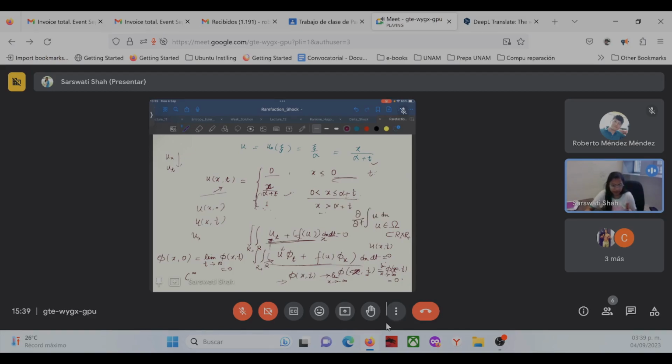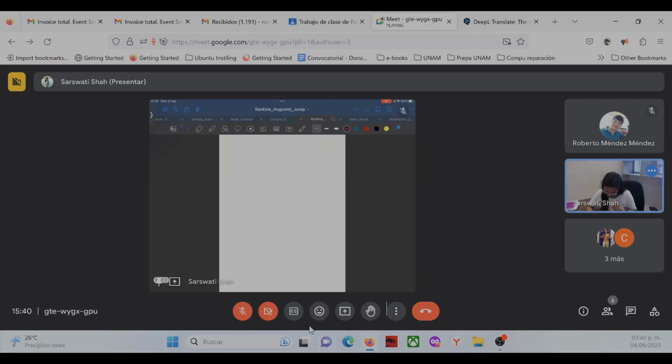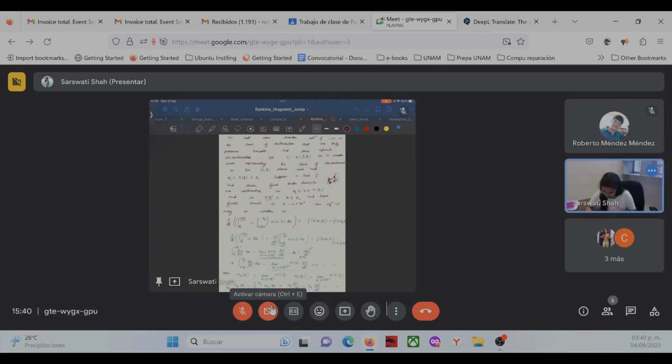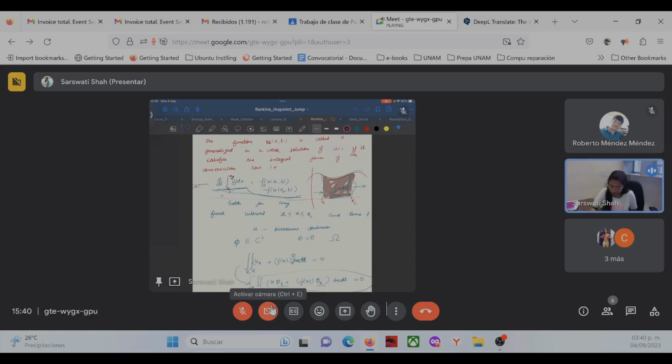Do you remember that? In that one, I took that even if the solution is not continuous. I gave the two definitions of the weak solution. Do you guys remember? No? Just wait. So I gave the two definitions of the weak solution.